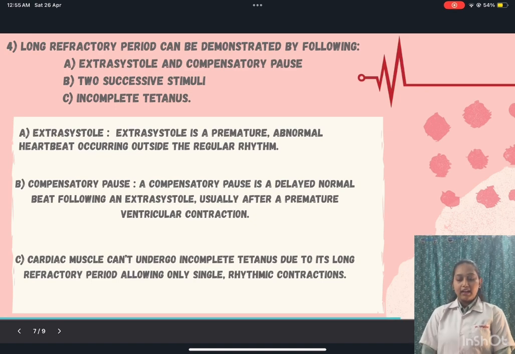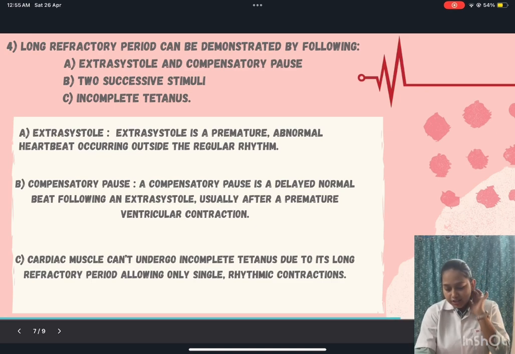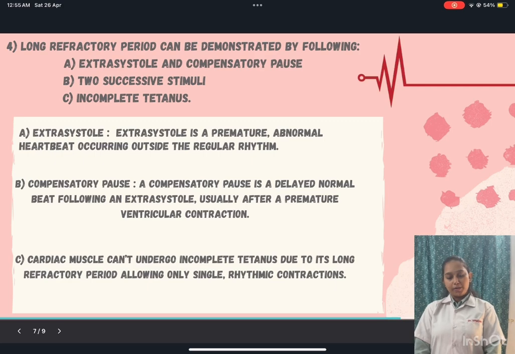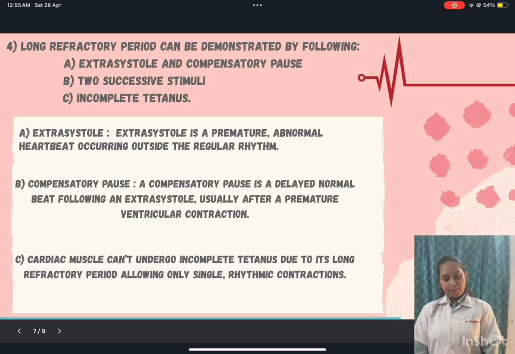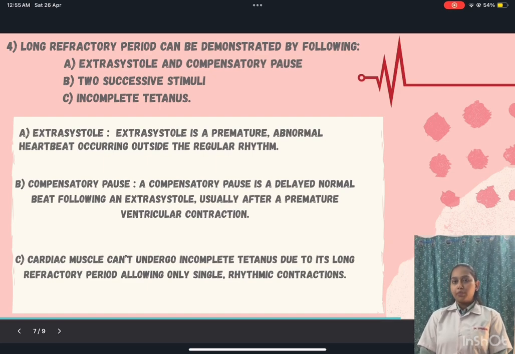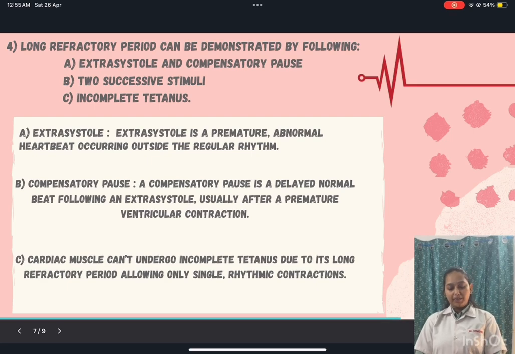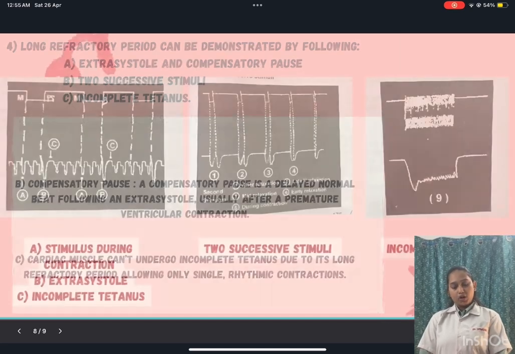The long refractory period can be demonstrated by the following: extrasystole, compensatory pause, two successive stimuli, and incomplete tetanus. Extrasystole is a premature abnormal heartbeat occurring outside the regular rhythm. A compensatory pause is a delayed normal heartbeat following an extrasystole, usually after a premature ventricular contraction. Cardiac muscle can't undergo complete tetanus due to its long refractory period, allowing only single rhythmic contraction.